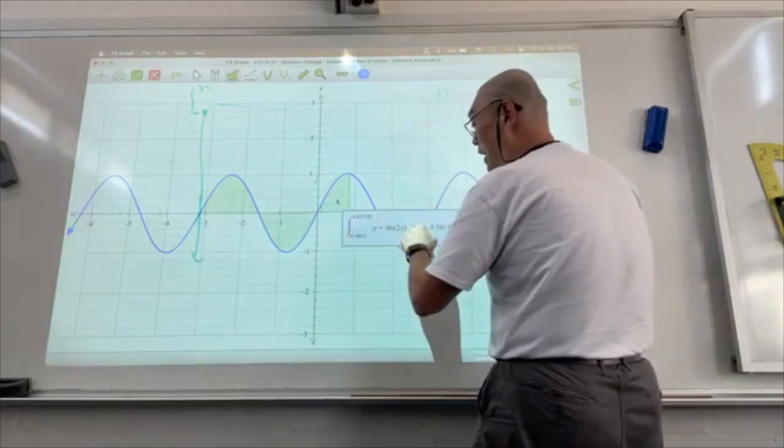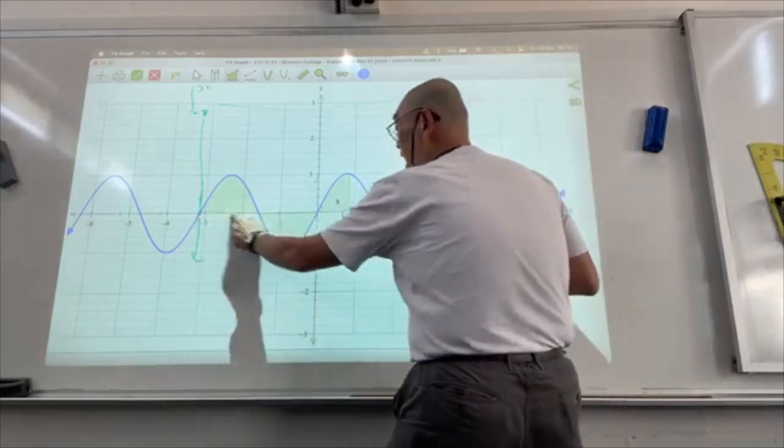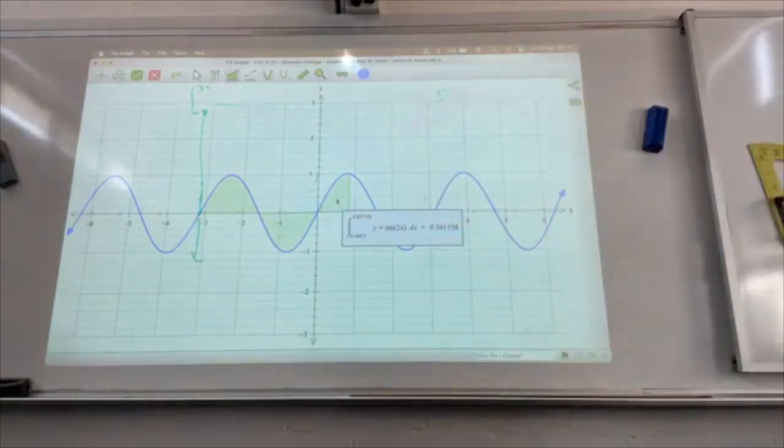So it's actually positive area. What else can I show you? You need to be able to think about your area function, alright?